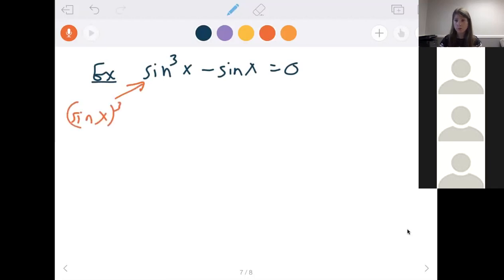sine x cubed. Sorry, you guys are hearing some sound from my little one there. Some music background here. I think it's gone now.